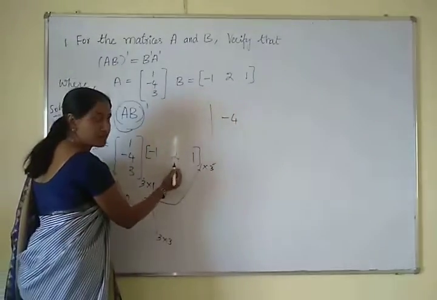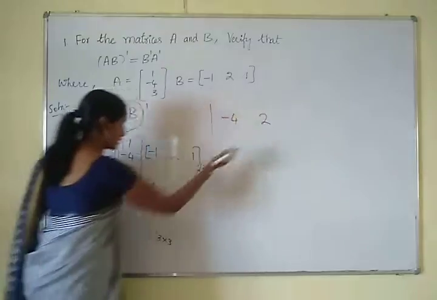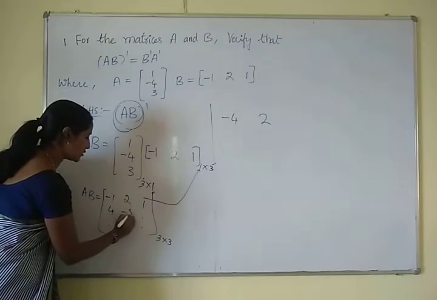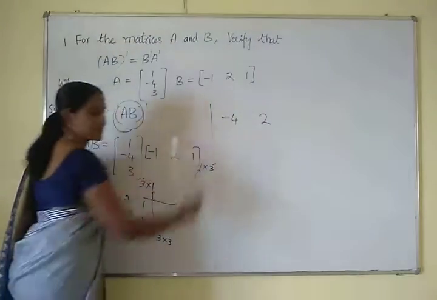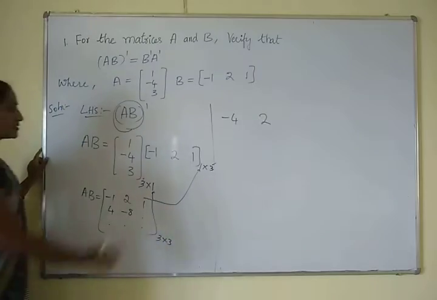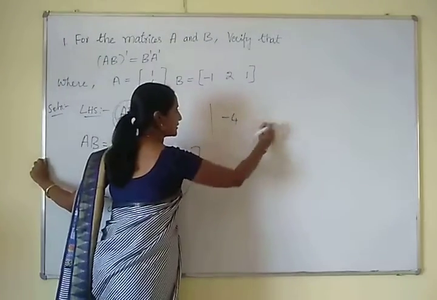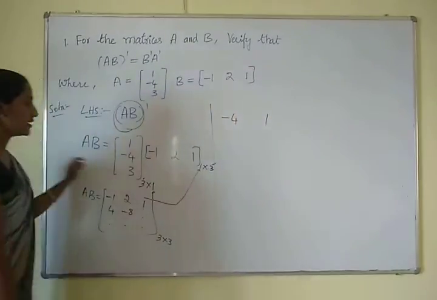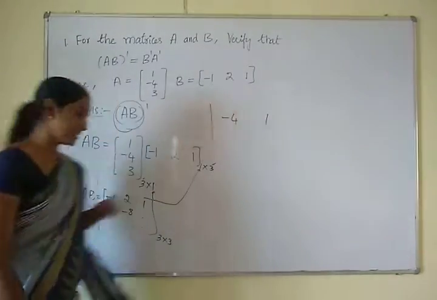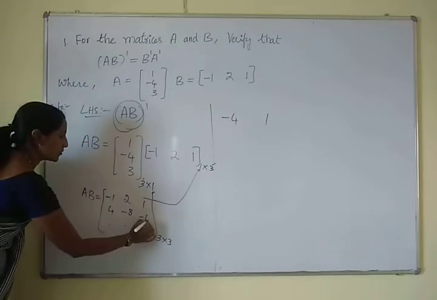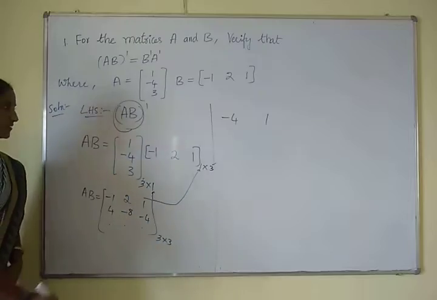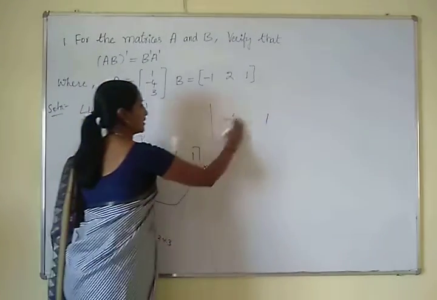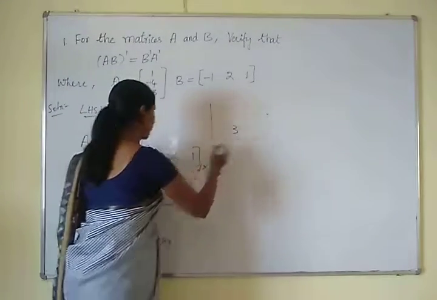Take out the second column. That is 2. Minus 4 into 2 is 8. So it is minus 8 because you have minus. Next one. Take out the third column. That is 1. Minus 4 into 1 is minus 4. Clear? Okay. Now we'll take the third row. That is 3.